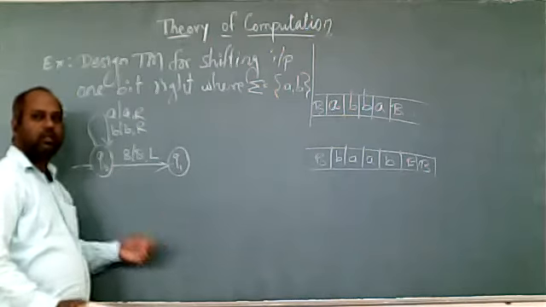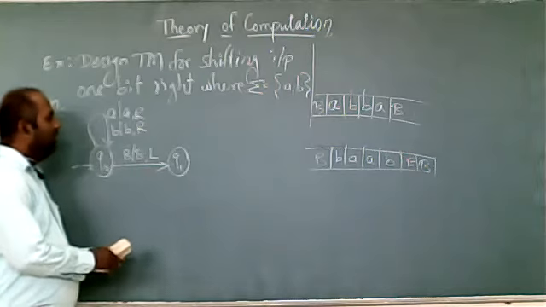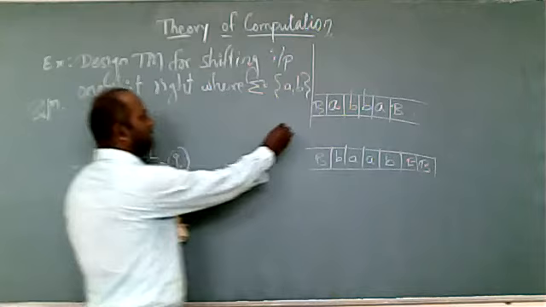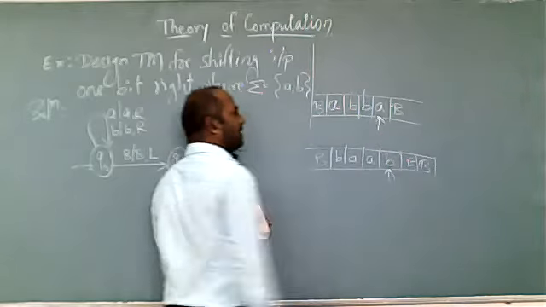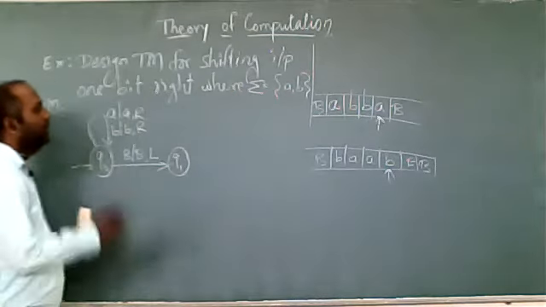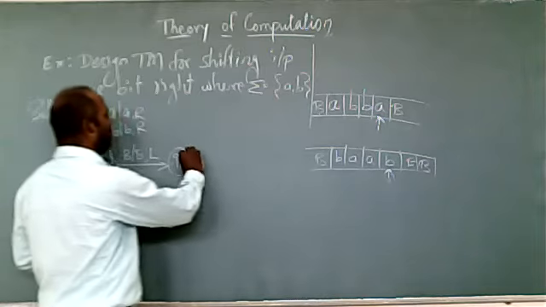Q1, whether it is visible. So Q1. So we'll take the first example. First here, the head is here. Now the input alphabet is A. Input alphabet is A. What will we do?